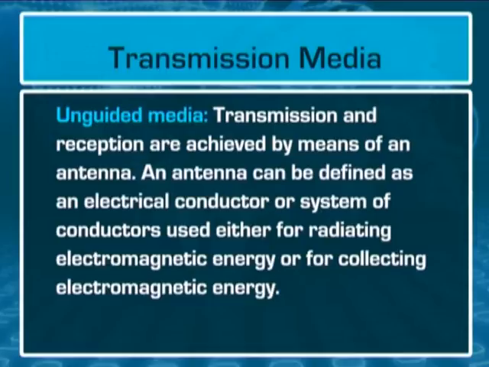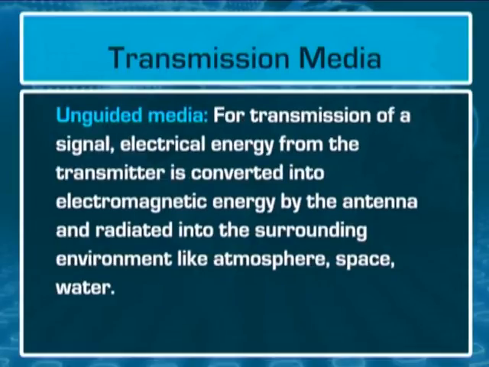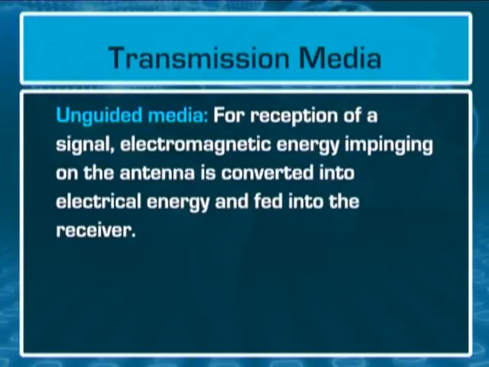An antenna can be defined as an electrical conductor or system of conductors used either for radiating electromagnetic energy or for collecting electromagnetic energy. For transmission of a signal, electrical energy from the transmitter is converted into electromagnetic energy by the antenna and radiated into the surrounding environment like atmosphere, space or water. For reception of a signal, electromagnetic energy impinging on the antenna is converted into electrical energy and fed into the receiver.